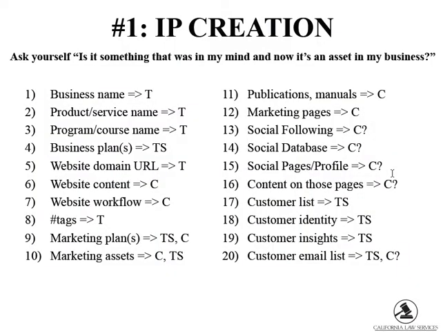Now, here's a question. How do you create intellectual property if you don't have a patent, right? Maybe you're in the service business. So ask yourself, is it something that was in my mind and now it's an asset in my business? So here's a quick way. I gave you some indications before. T is a trademark, TS is a trade secret, C is a copyright.